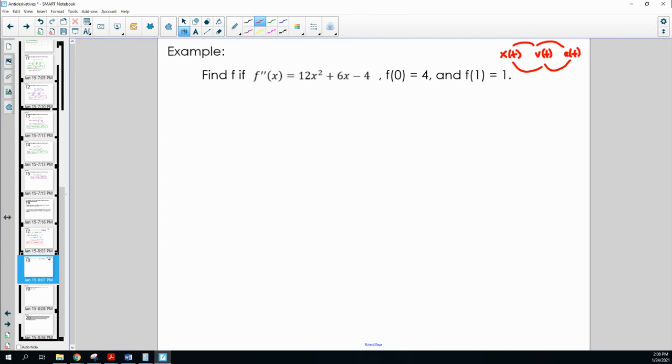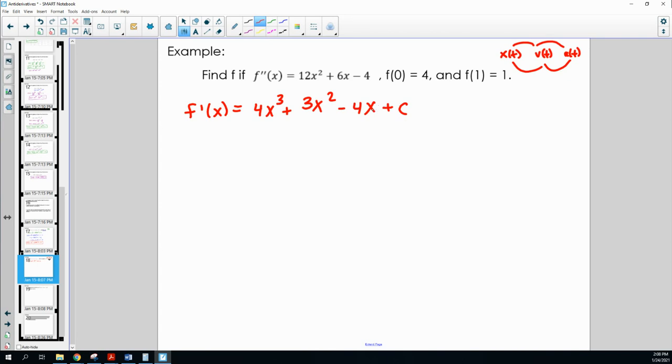So first, we're going to start with finding the first derivative. So I'm going to go back 1 time. So f prime of x, let's take the antiderivative. So we're going to increase the 2 to 3 and then divide it. So 4x to the third. The 6x is an exponent of 1, increase it by 1 and then divide it. So that's going to be 3x squared. And then 4, it's really like x to the 0. So we're going to increase it by 1 and then divide it. So that becomes negative 4x. And then we have plus c.